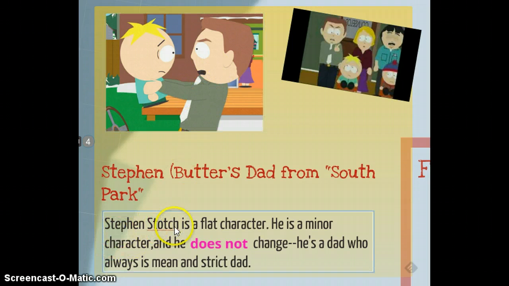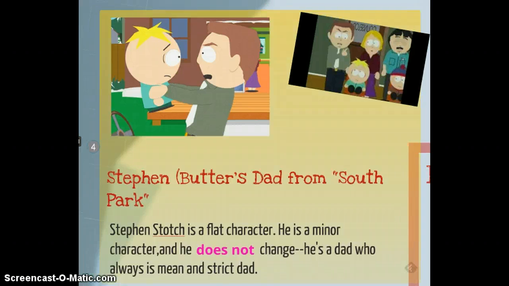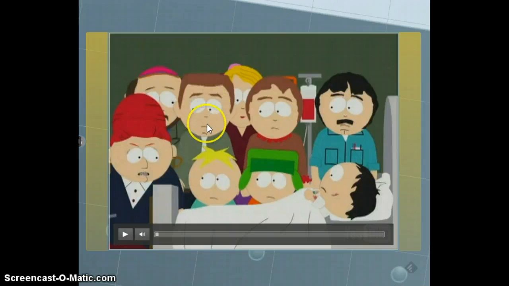So here it is in a sentence. Steven Stotch is a flat character. He's a minor character as well, and he does not, again, there's that key phrase, he does not change. He's a dad who's always mean and strict, and I apologize for a little typo. You guys probably want to see a quick video of this simple character. So let's take a look at what I'm talking about. Again, it's this gentleman right here, or character. He's certainly not a protagonist or antagonist. He's just a minor character who does not change, so we can call him a flat character.